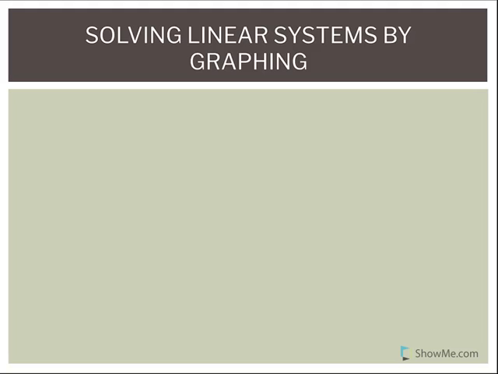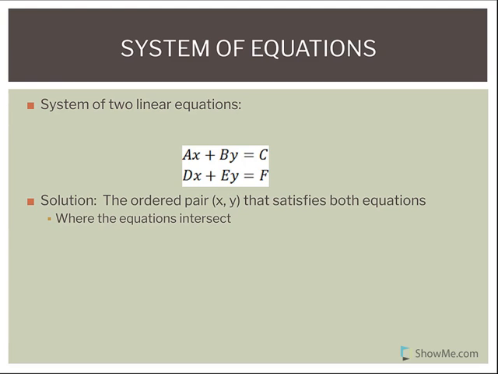Hey guys, today we're going to look at solving linear systems by graphing. First of all, what is a linear system, or what is a system of equations? Well, a system of equations is an example where we're going to have two equations, or it could be more, but most likely two, where we are trying to find the ordered pair that they have in common, or the ordered pair that satisfies both equations.